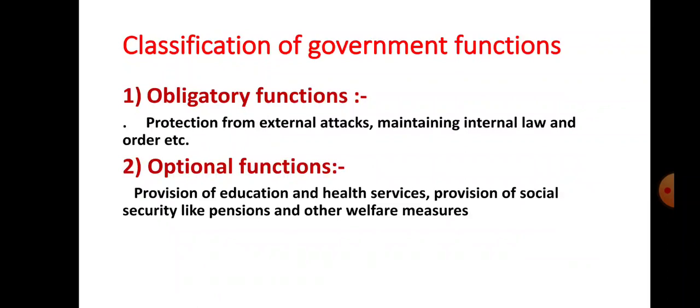Now let us see the classification of the government functions. Government functions are classified into two categories. Number one, obligatory functions, and number two, optional functions. Now let us see what are obligatory functions. Protection from external attacks, maintaining internal law and order, etc. These are obligatory functions. Now let us see what are optional functions. Provision of education, health services, provision of social security like pensions and other welfare measures for the people. These are the optional functions.